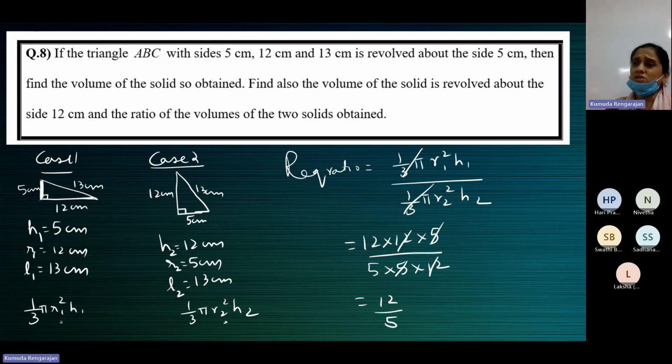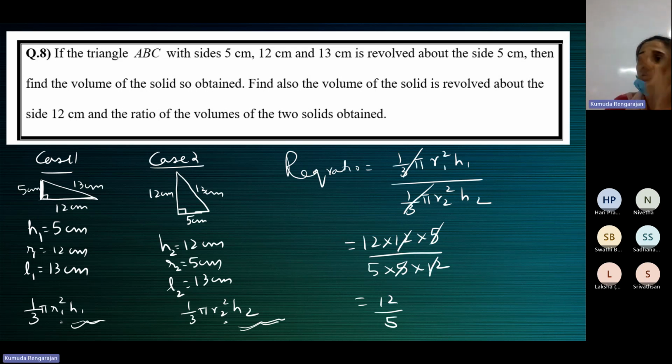Whenever you have to find a ratio, use the formula directly there. If you use the answer here and the answer here, supposing this answer is a decimal and this answer is a decimal, you will not get a good ratio like this. This is a perfect ratio. You will get something close. It will not be incorrect, but you will not be able to get exactly 12 by 5.